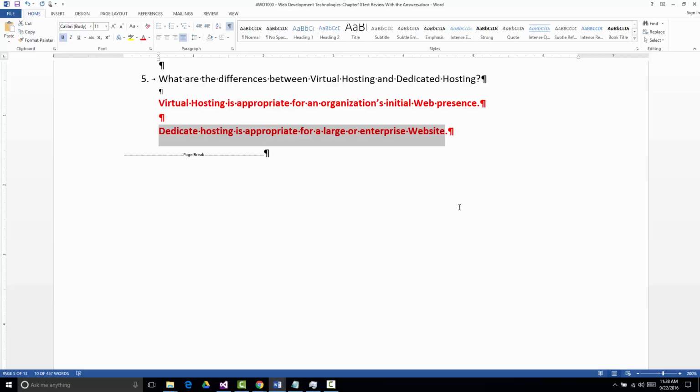So know the differences, when you'd use virtual hosting, when you'd use dedicated hosting. Again, virtual: smaller, less traffic. Dedicated: larger, enterprise type of thing.